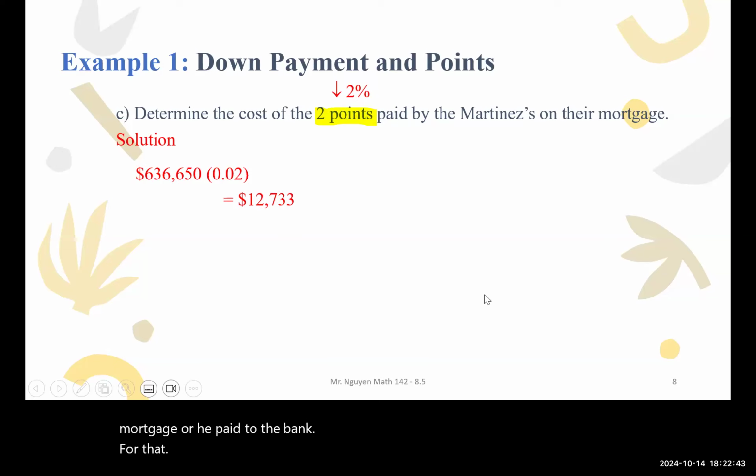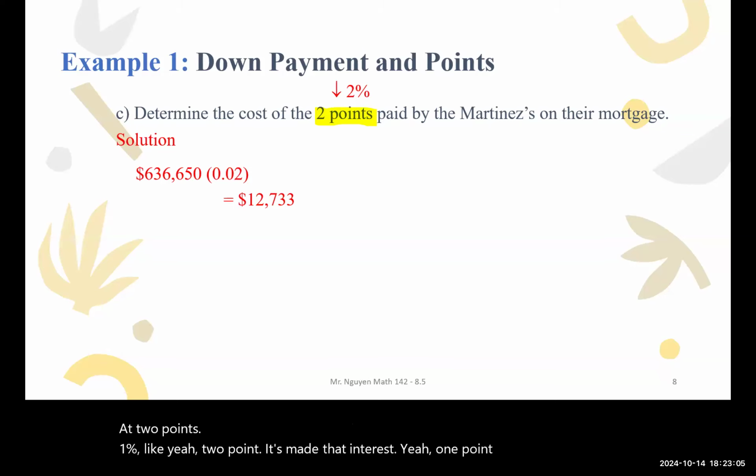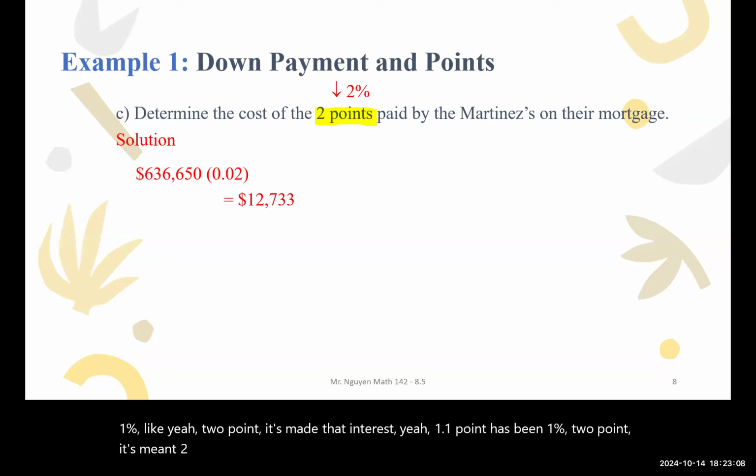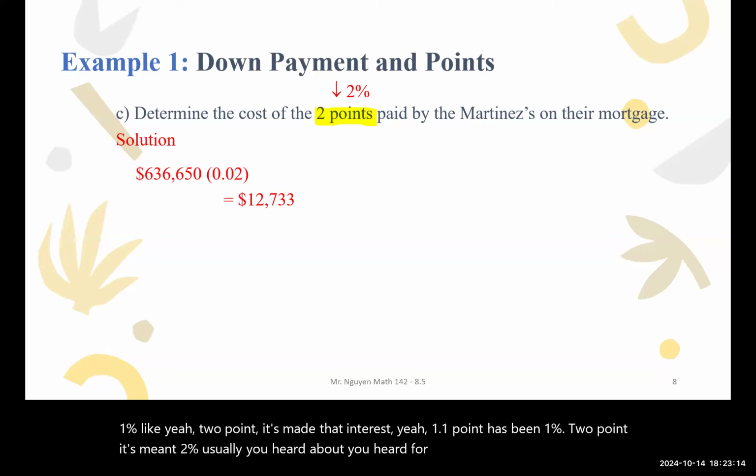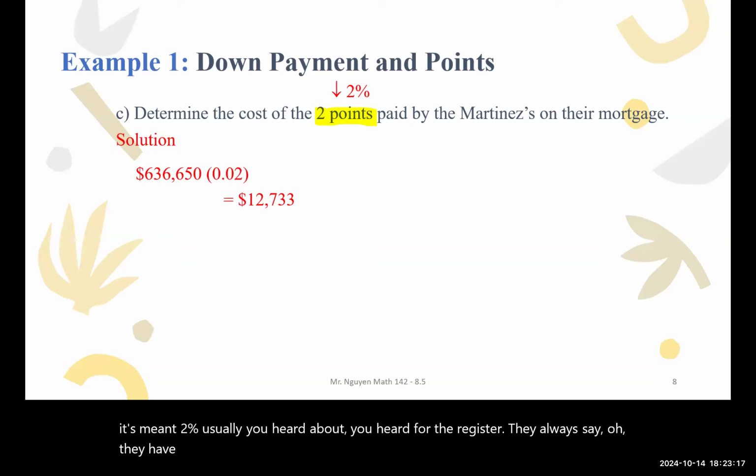So is that the interest? Yeah, that one is the interest at 2 points. So the points are just like the 1% interest. 1 point means 1%, 2 points means 2%. Usually you hear about it from the realtor, they always say they have 1 point, 2 points, something like that. That's how they mean the percentage.